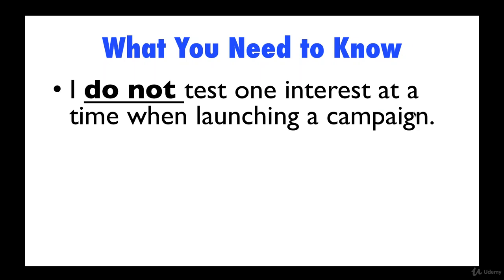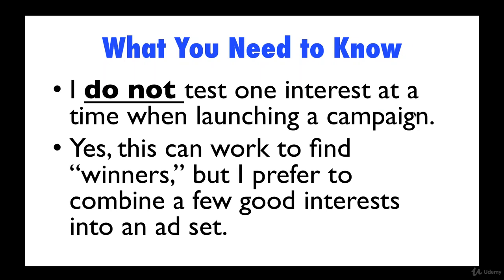And then sometimes I'll split test, like I'll do segments. I'll do magazines in one ad set or blogs in one ad set, stuff like that. But the easiest thing for me is just to set up what I consider really good interests and run a campaign. Like I said, testing one interest at a time can work to find winners, but I just prefer to combine a few good interests into an ad set. That's how I like to start.